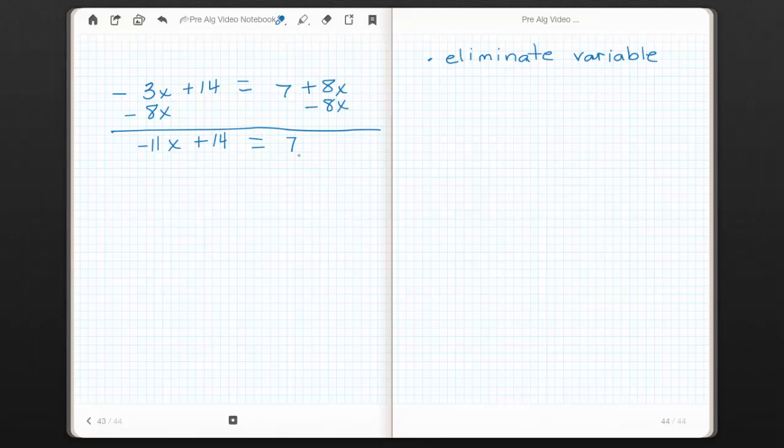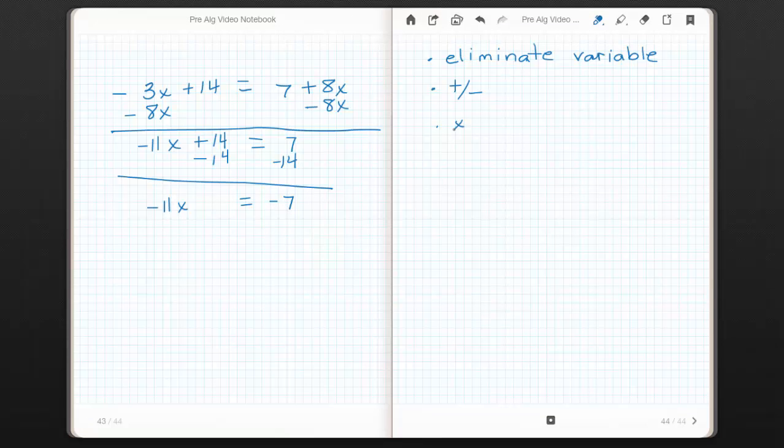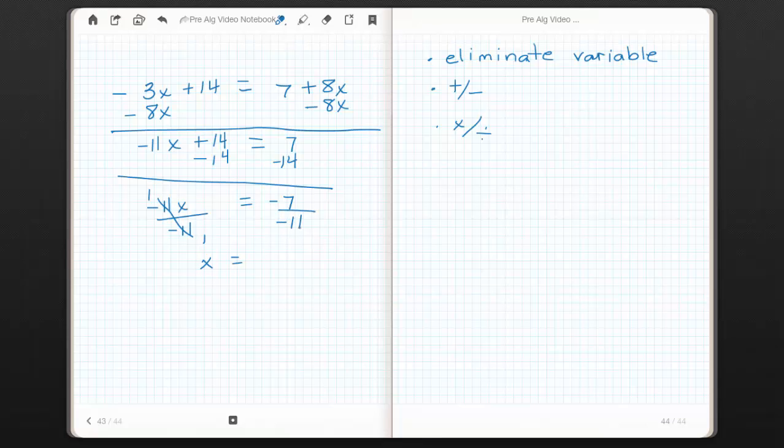So now I proceed with my other rules. There's no simplifying, so we're going to go on to either add or subtract to get rid of something. We're going to subtract 14 from both sides. I've still got negative 11x on this side, and now I just have negative 7 on that side. We need to do our last step, which is get rid of any multiplication or division. Remember to divide by exactly the same sign as that number in the numerator, so that when they reduce to positive 1. You've got x equals, don't forget, both sides, positive 7/11 is the answer.